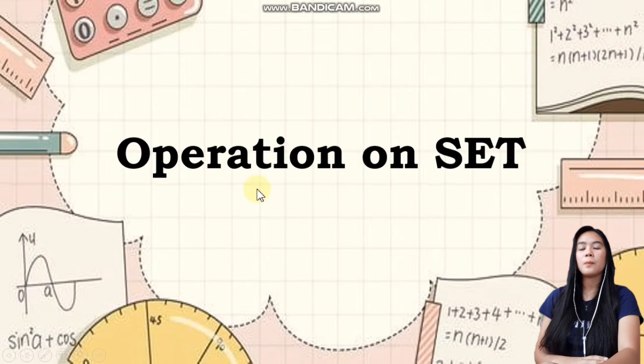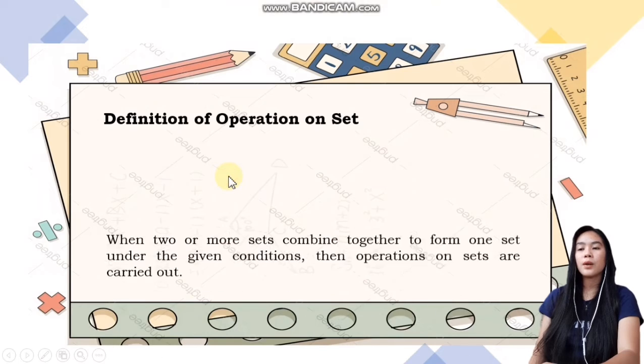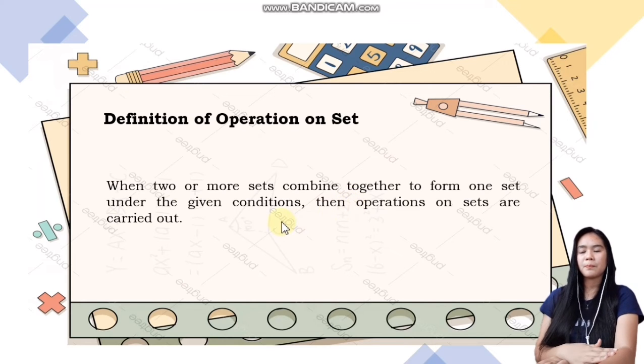Let's proceed to the operation on set. So, what is operation on set? When two or more sets combine together to form one set under the given conditions, then operation on set are carried out. So, ibig sabihin kapag ang dalawa o higit pang mga set ay pinagsama-sama upang makabuo ng isang set sa ilalim ng mga binigay na conditions, then naisasagawa ang operation on sets.